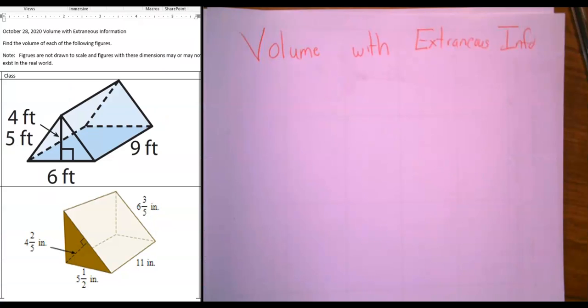Today I'm going to talk about how to find a volume with extraneous information. So we're going to look at some problems, and I'm going to do problems directly from today's worksheet, and you can follow along on the worksheet on the column on the left and then do the problems on the right.